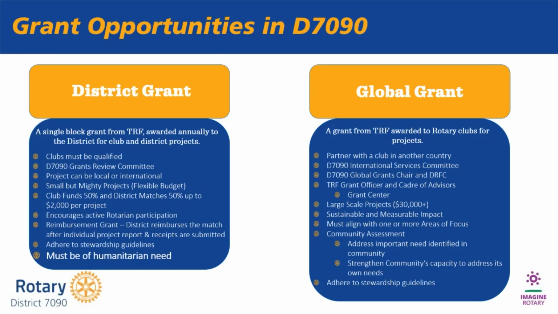the process. Your application for global grants goes through the Grant Center on the Rotary International website. These are typically large-scale projects, a minimum budget of $30,000 or more. They have a sustainable, measurable impact. These grants must align with an area of focus, so it's different than district grants. You do a community assessment to address the important need identified in the community and strengthen the community's capacity to address its own needs. It's really important that Rotary clubs aren't telling other communities what they need or what they should do. They should really partner with that community and really have it come ground up. And of course, there are also stewardship guidelines as well.